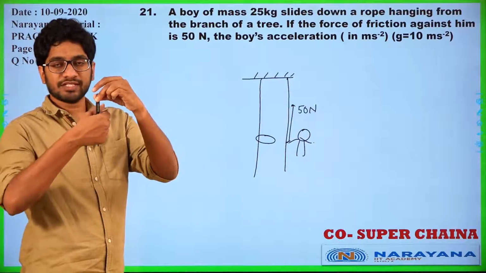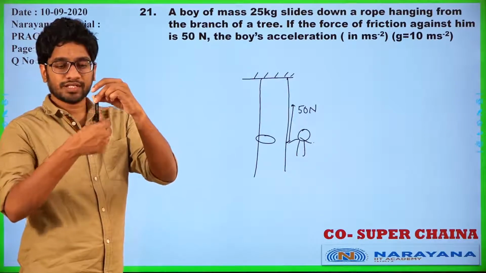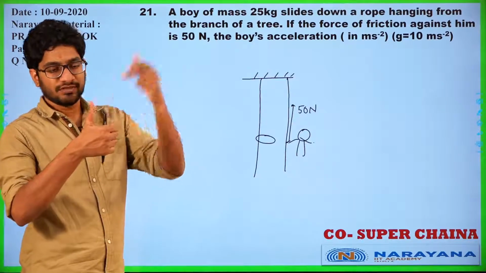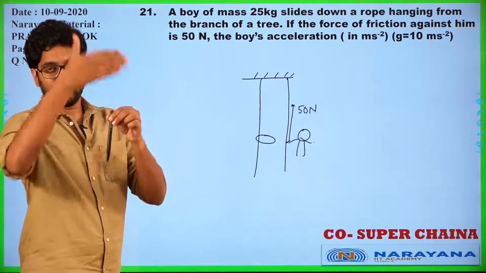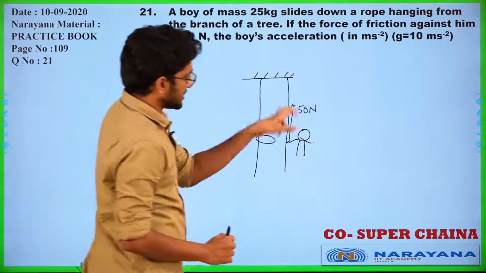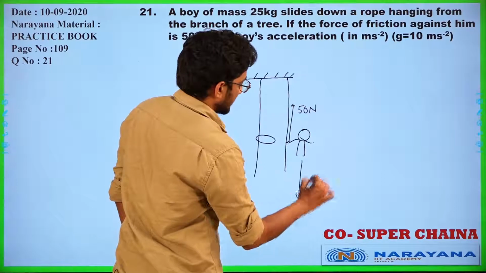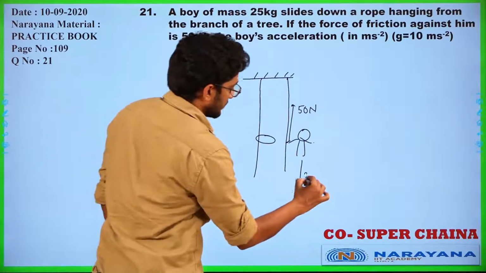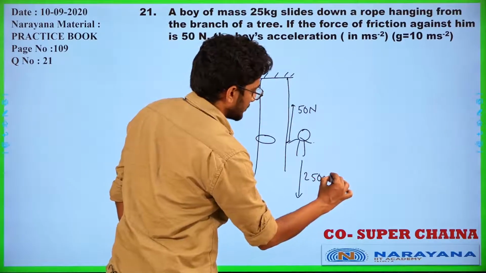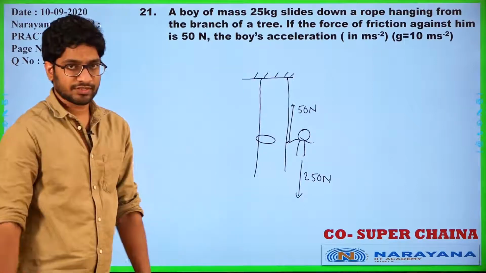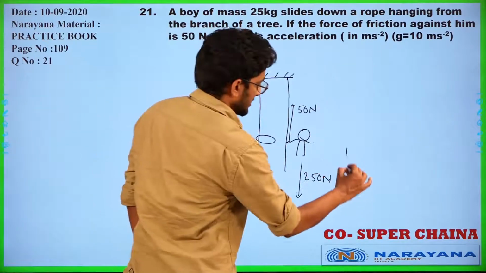So the only forces acting are the contact force, that is normal, and the contact force, that is friction force, along the vertical direction. So the friction force is 50 newtons and his weight, he is of mass 25 kgs, so his weight is 250 newtons, that's it, there are no other forces. So you will have an acceleration A downwards.